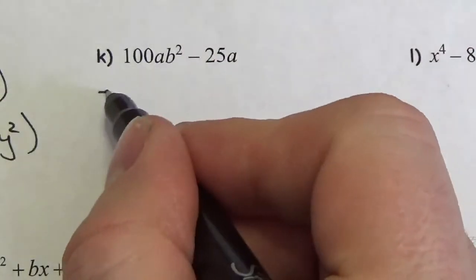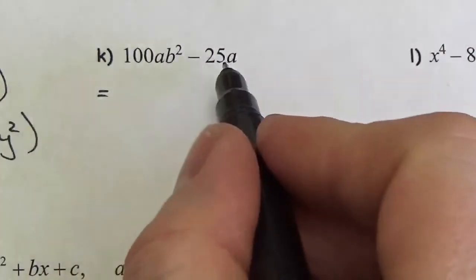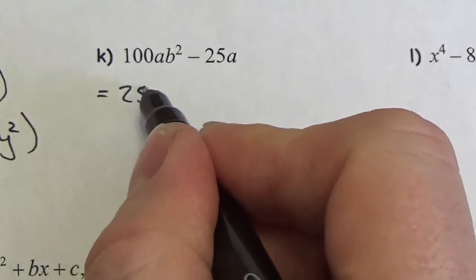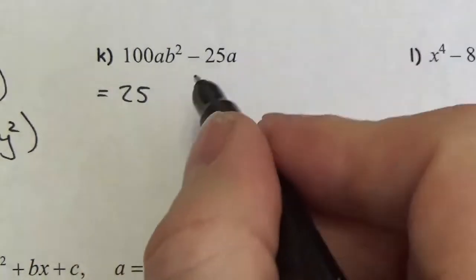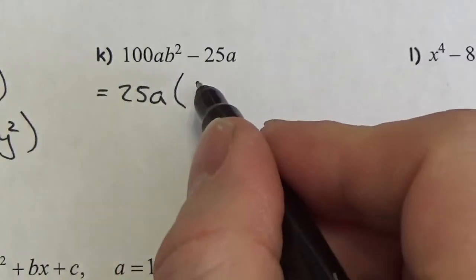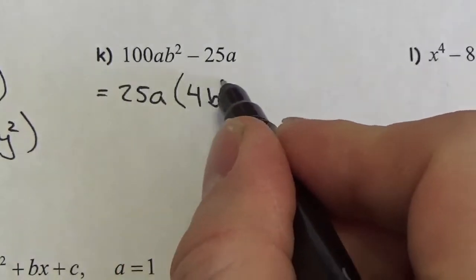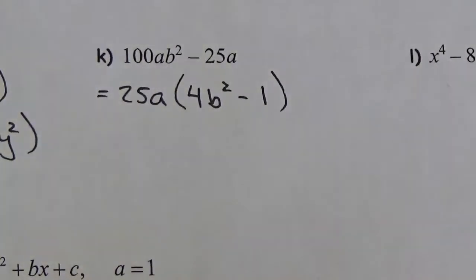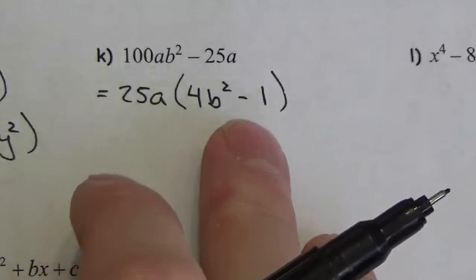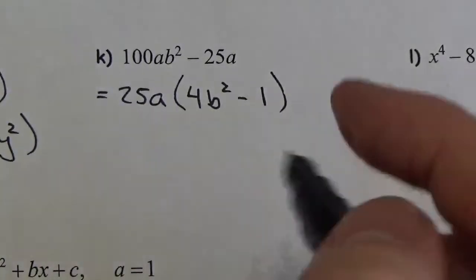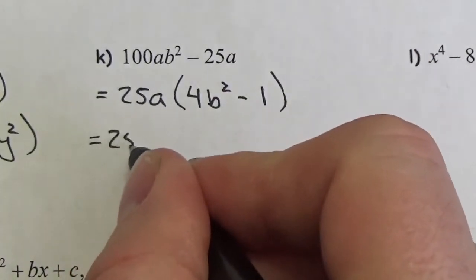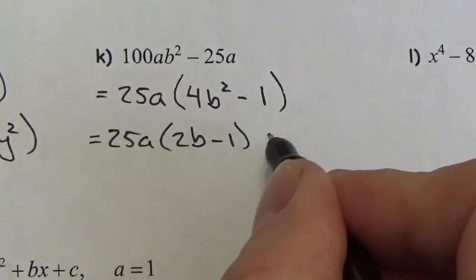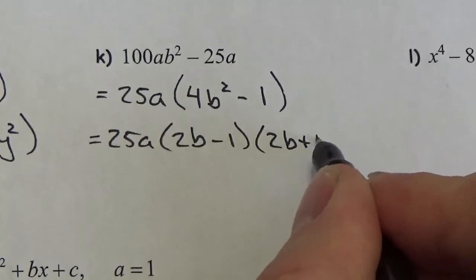For this one right here, well, notice there's a common factor between 100 and 25 of 25, and there's also a common a there. I can take that out. So I want to do that first, and that will leave me with 4b squared minus 1. Now sometimes people hesitate on this one, but remember, 1 is actually a perfect square. So this is going to be 25a multiplied by 2b minus 1, 2b plus 1.